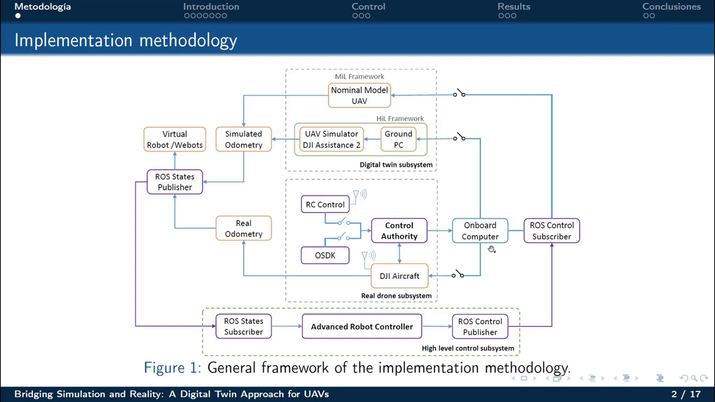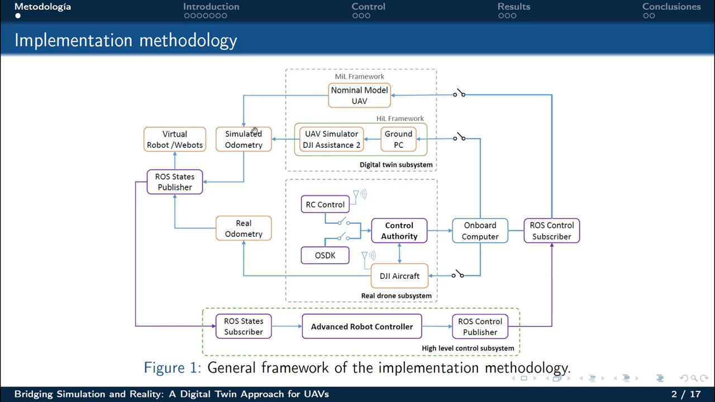This diagram illustrates the control architecture used for developing and validating UAV controllers, organized into three main subsystems: the high-level control subsystem, the digital twin subsystem, and the real drone subsystem. The high-level control subsystem includes the advanced robot controller, which processes information about the UAV's position and orientation received via robotic operating system and generates commands sent to either the drone or the simulator.